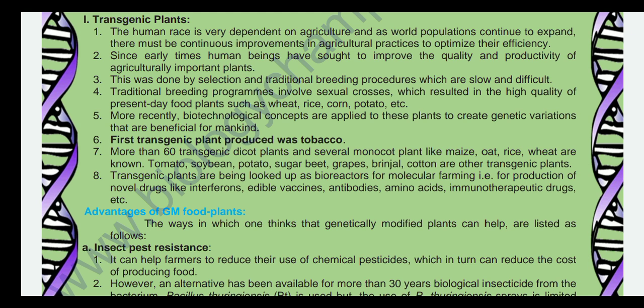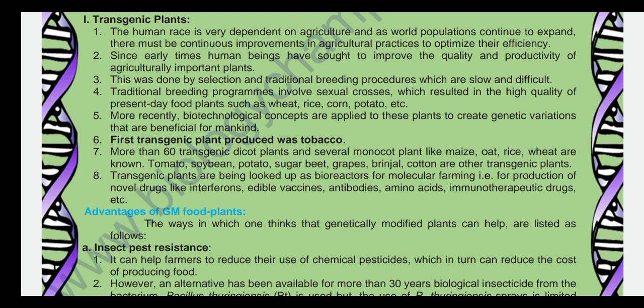But traditional breeding programs involve sexual crosses, which resulted in the high quality of present-day food plants such as wheat, rice, corn, potato, etc. More recently, biotechnological concepts are applied to these plants to create genetic variations that are beneficial for mankind. So there is no need to wait for genetically modified crops by using the actual sexual crossing method. The first transgenic plant produced was tobacco.